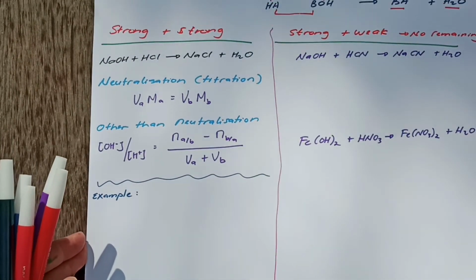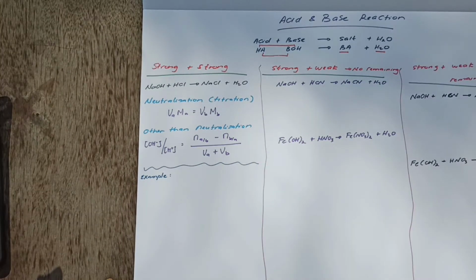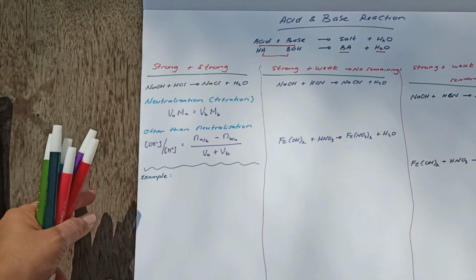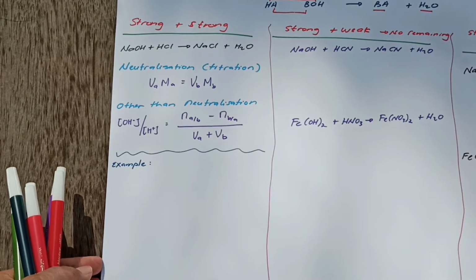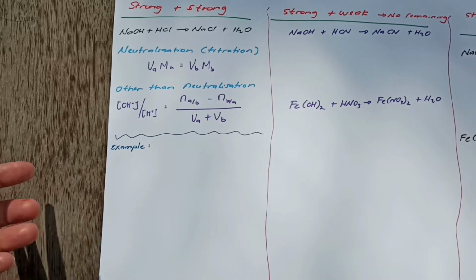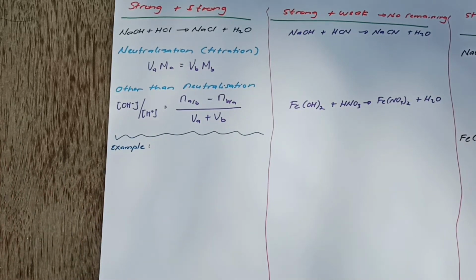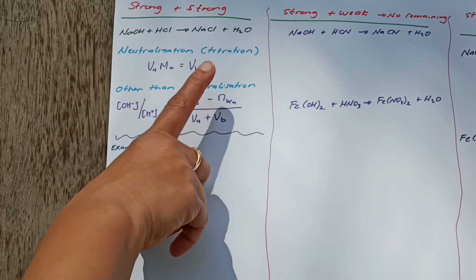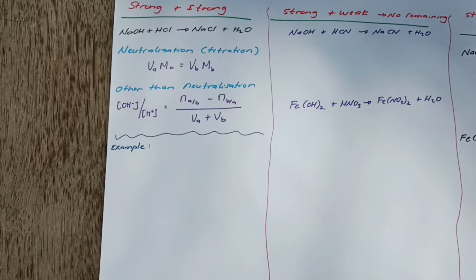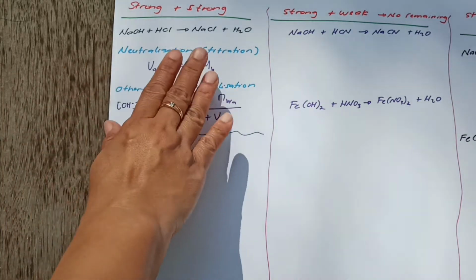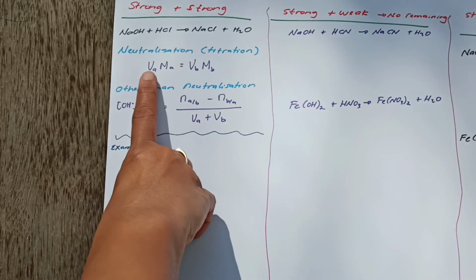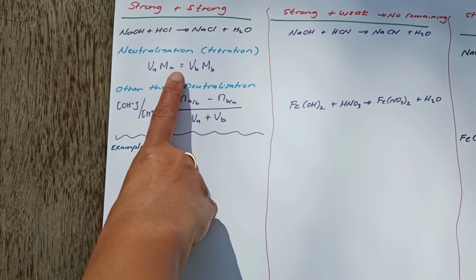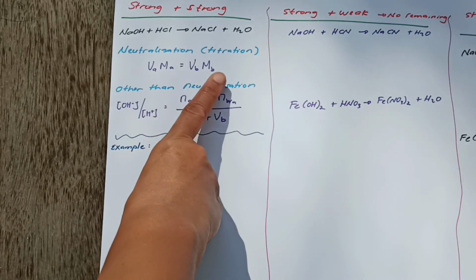For the strong and strong one, we sometimes call it neutralization or titration. Now, if the question is in titration and asking about the molarity of the acid or base, then you're going to use this formula, which is the same formula for dilution: volume of acid times molarity of acid equals volume of base times molarity of base.